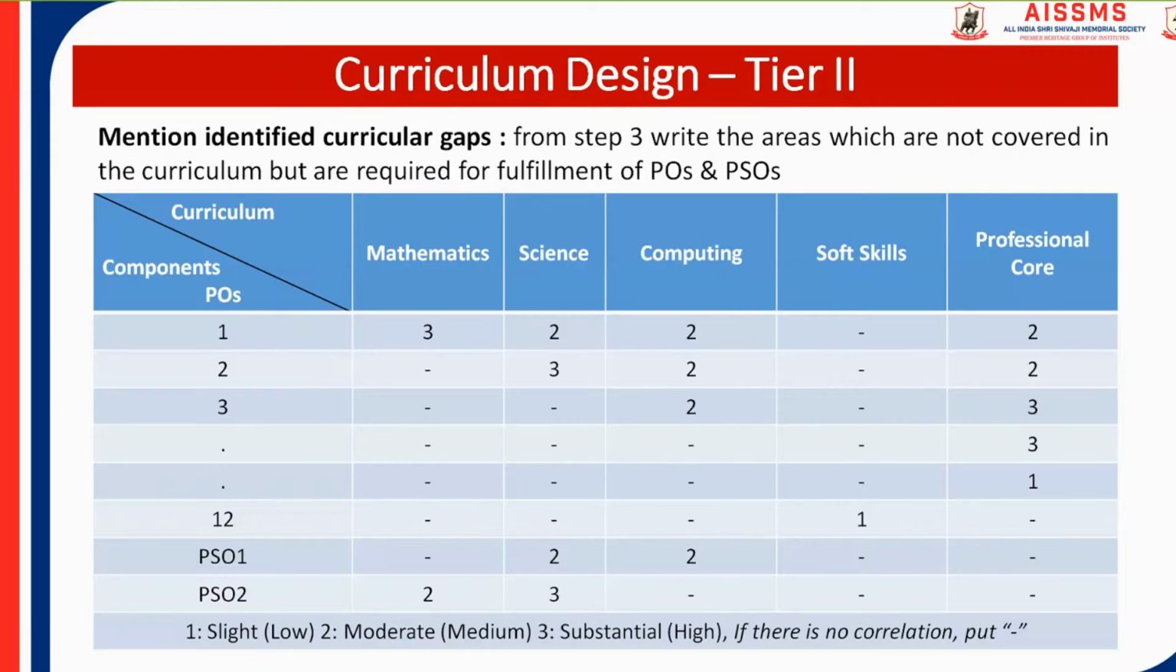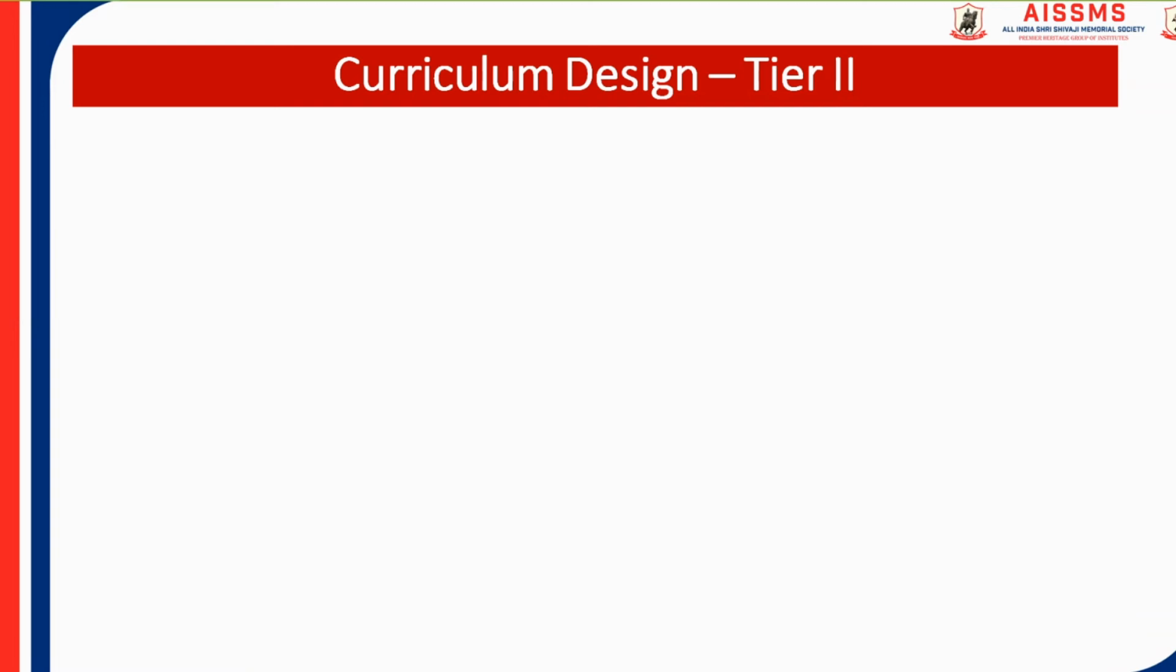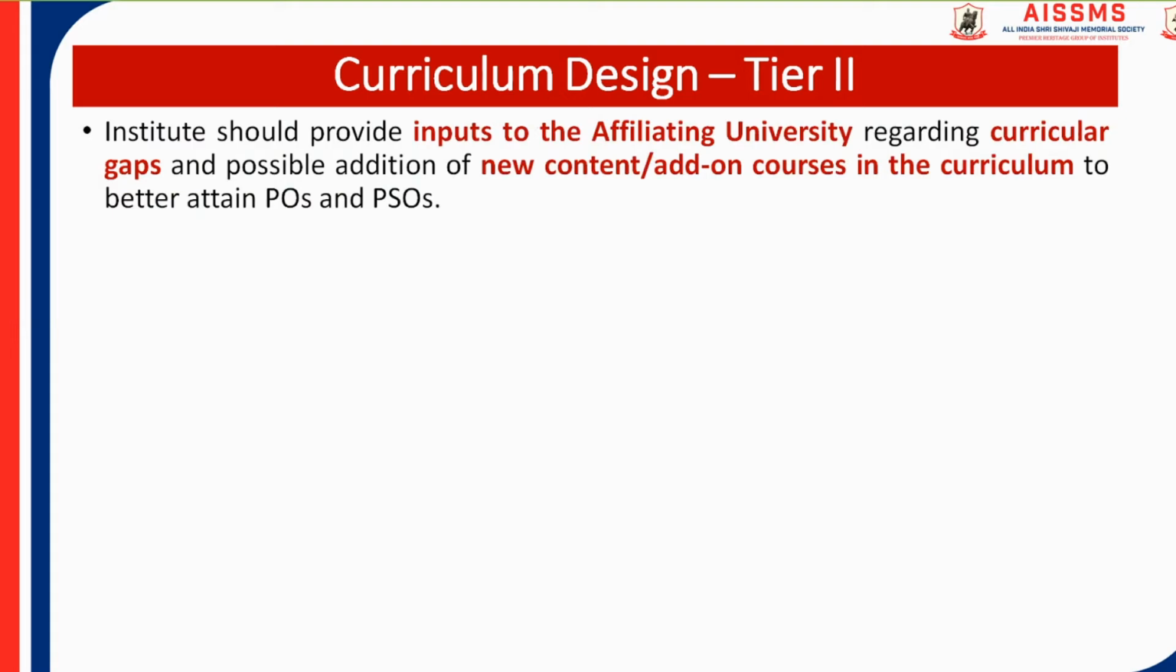So now what are the things we can do? The institute should provide inputs to the affiliating university regarding curricular gaps and possible additions of new contents, add-on courses in the curriculum to better attain POs and PSOs. As we have said, the tier 2 institutions do not have the flexibility, but what they can do, from the exercise they have done, is inform the affiliating university about the changes which need to be carried out in certain courses so that it can help them in attaining their POs and PSOs. So it can be done.